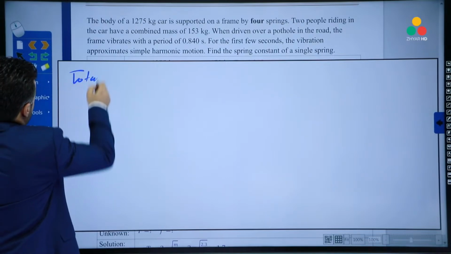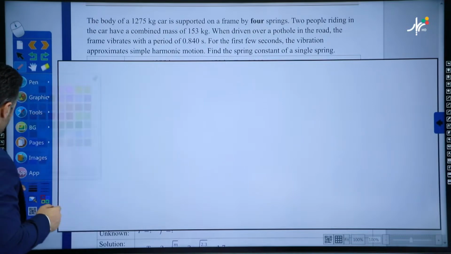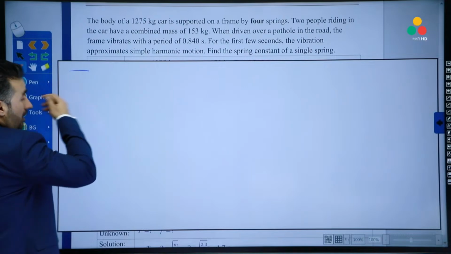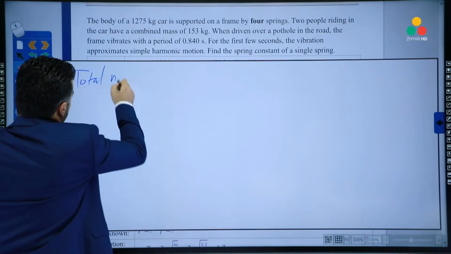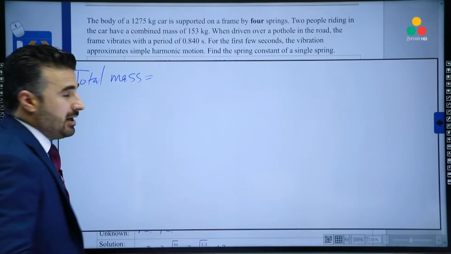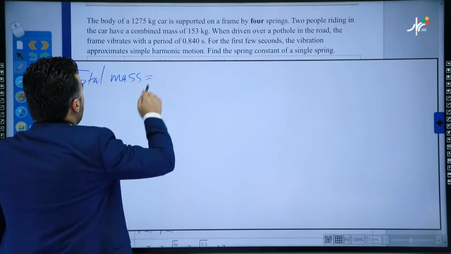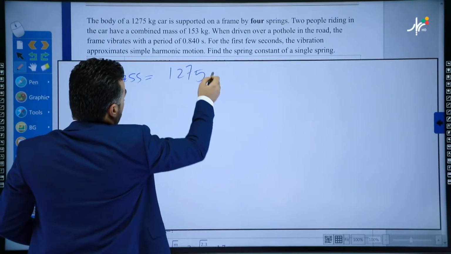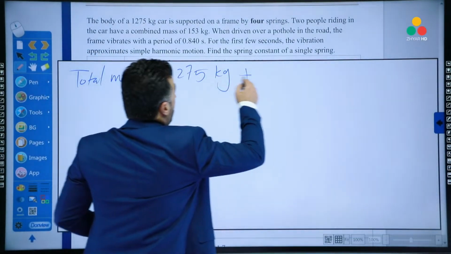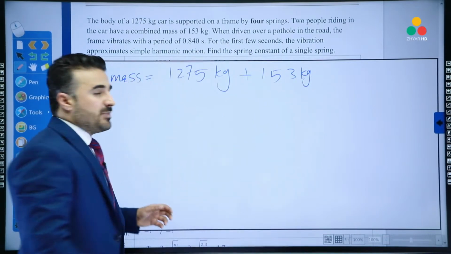So we can say total mass, let me change the thickness here. Okay, let's make it a little bit thinner. So once again, we can say the total mass. That is going to be the mass of the car plus the mass of the people that are riding the car. So we have 1,275 kilograms, which is the mass of the car itself, plus the mass of the riders, which is 153 kilograms, correct?